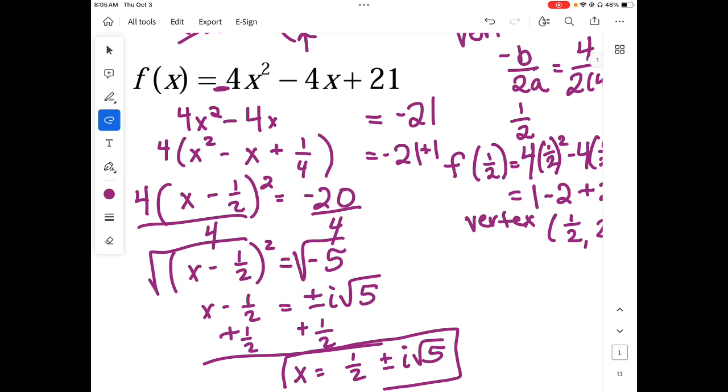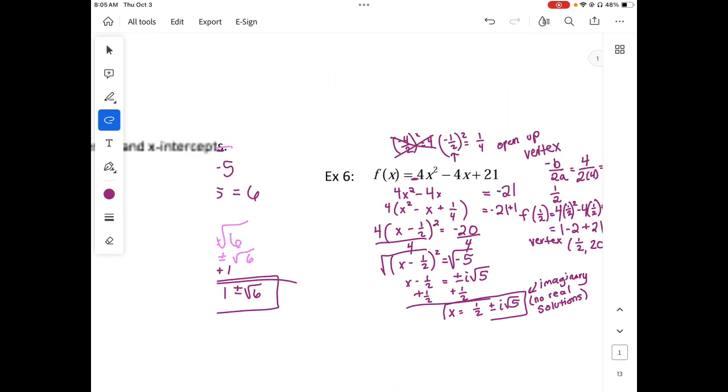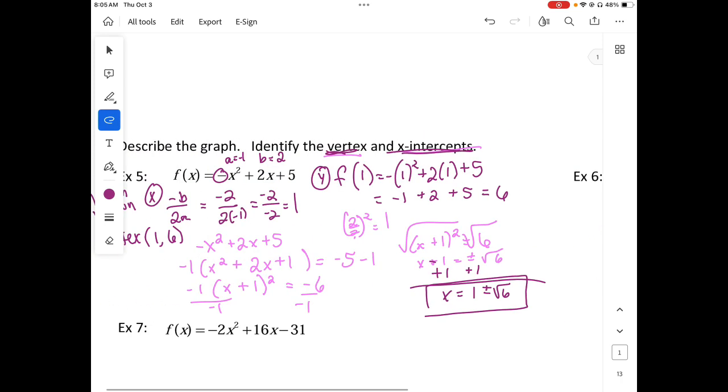Okay, so this is imaginary. So whenever you actually graph it, it's not going to cross the x-axis. So you can write no real solutions. It's imaginary, so it's not going to actually cross the x-axis. Okay, let's go to our last example.